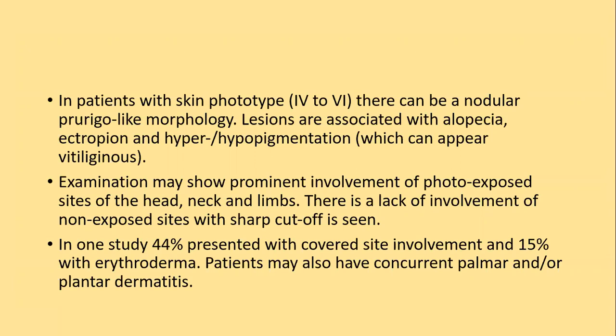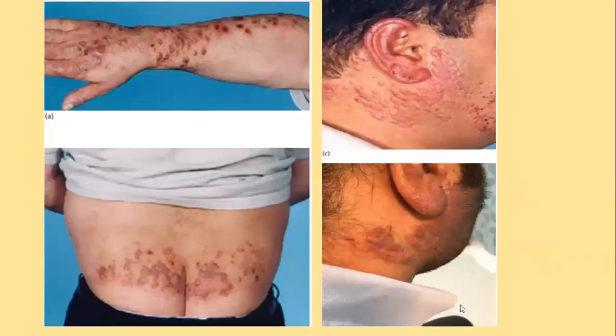In one study, 44% present with covered site involvement and 15% with generalized erythroderma. And patients also have concurrent palmar or plantar dermatitis that occurs in 15%. So here you can see the chronic prurigo-like lesions, mainly on the hands and face, and sometimes it extends to the trunk.